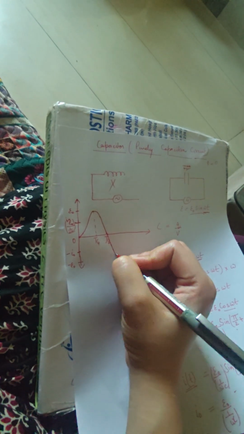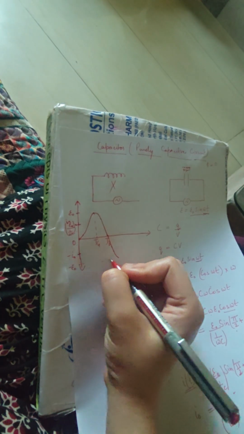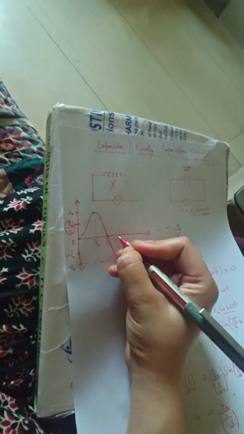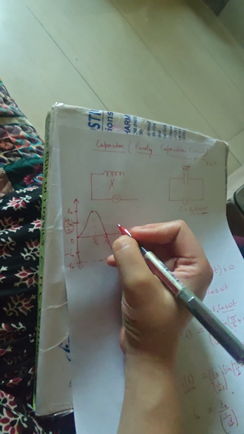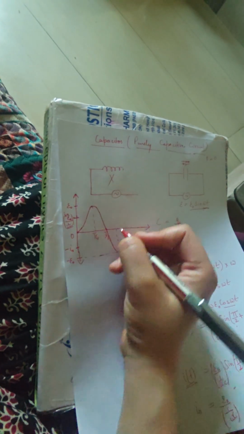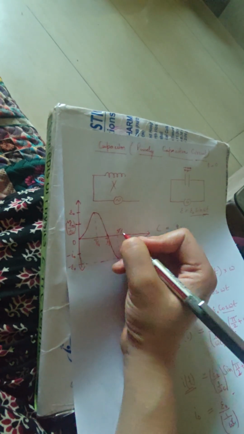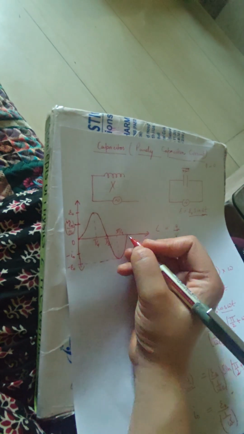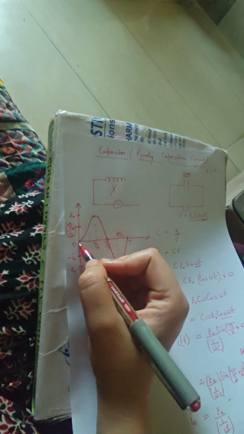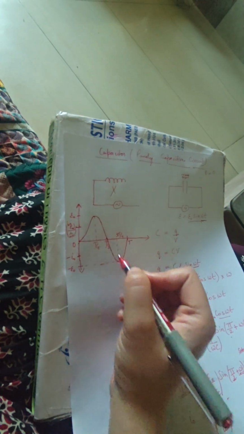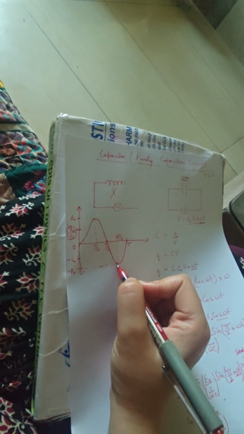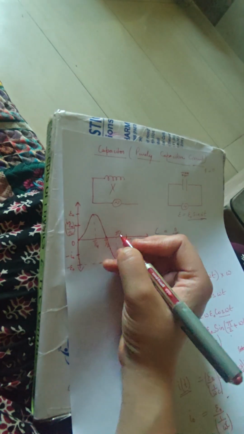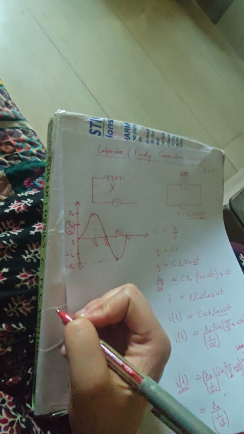Then it goes in the opposite direction and reaches a maximum value in the opposite direction. Here the time is 3T by 4. In T time it has completed the cycle, going from 0 to maximum, then to 0, then minimum, then the maximum value in the opposite direction, and again to 0. So this is how it has completed its cycle.